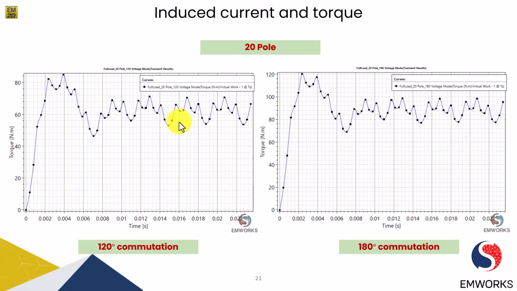And then we have the torque produced by these currents, and again for 180 degree mode commutation we get a higher average torque magnitude, and the ripples are almost similar to each other, or maybe we'll see in the summary table how it differs in case of average torque and torque ripple magnitude.